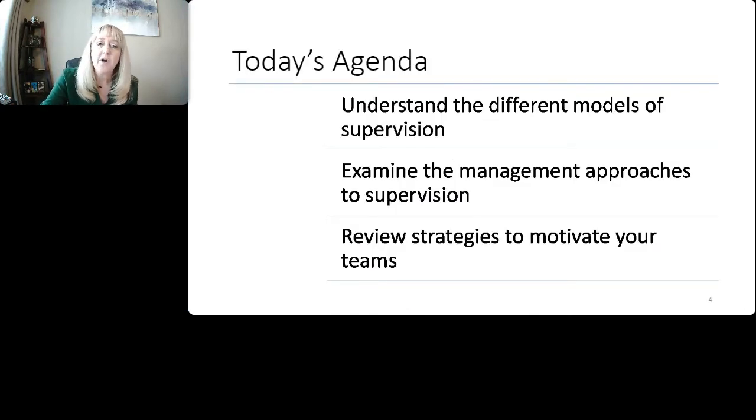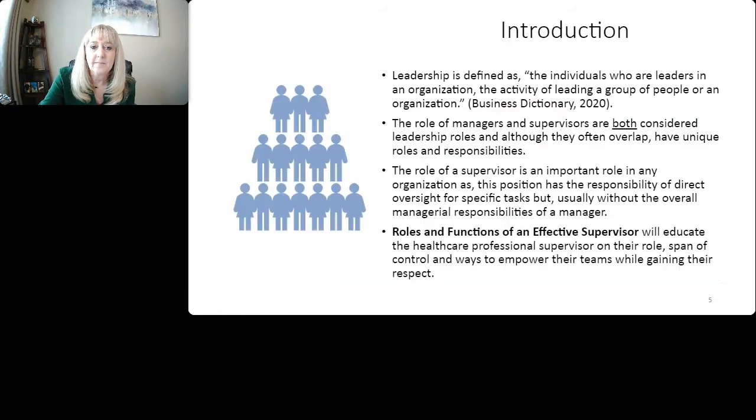So today we're going to cover understanding the different models of supervision, examining the management approaches to supervision, and review strategies to motivate your team. So let's just start at the beginning.